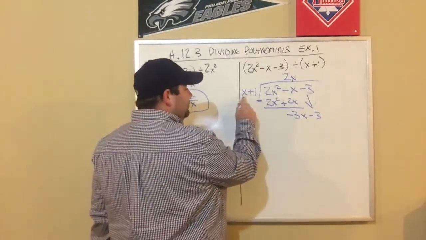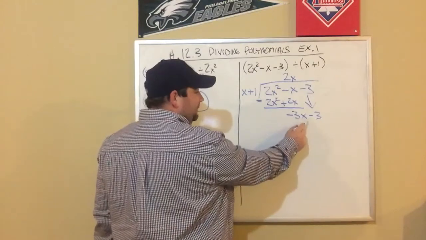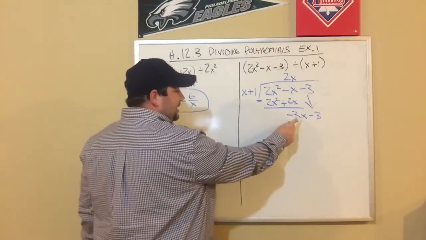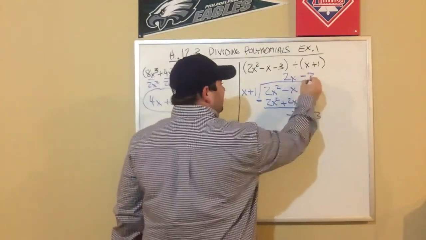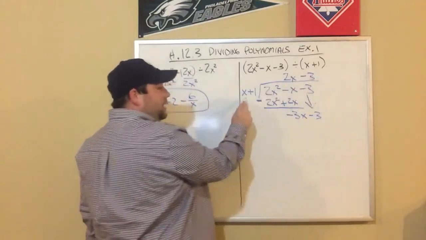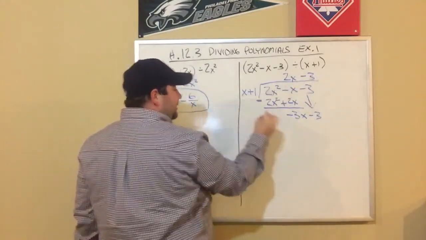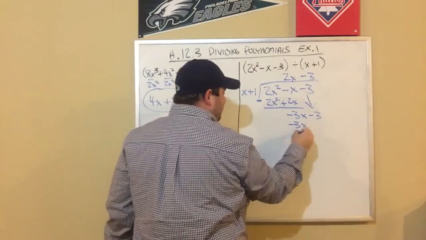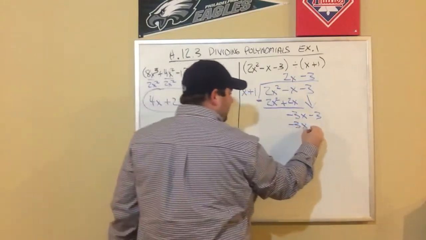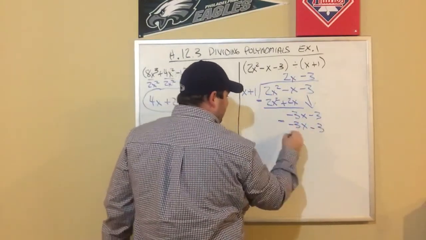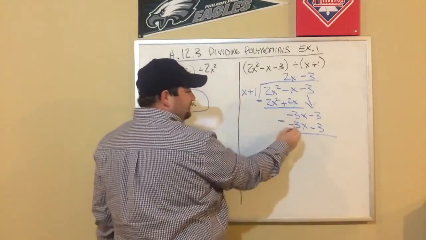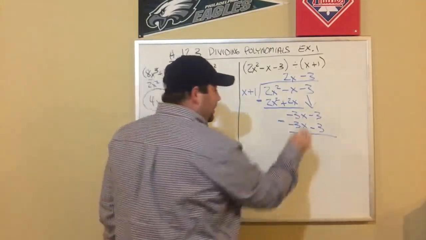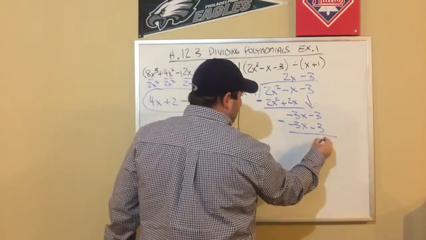So now I'm going to do x into negative 3x. Well, x goes into negative 3x negative 3 times. I'm going to take this negative 3 and multiply it by each term here. Negative 3 times x is negative 3x. Negative 3 times 1 is negative 3. I'm going to subtract these. Negative 3x minus negative 3x cancels. That was the point. Negative 3 minus negative 3 is also 0.